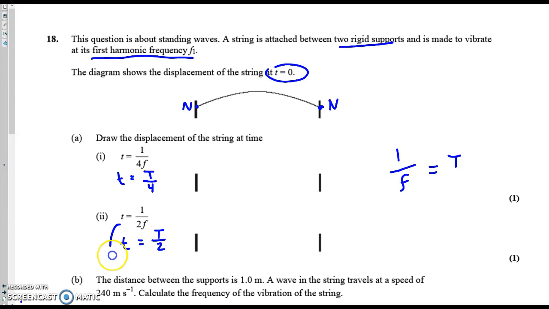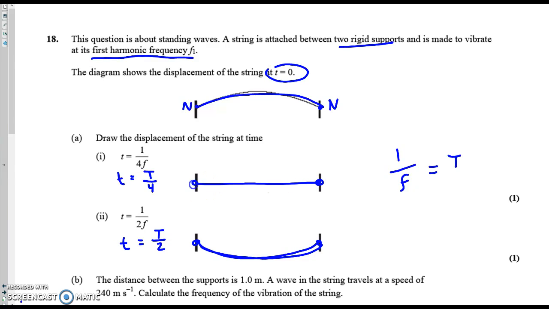So after half of a cycle, after big T over 2, it is at a mirror image. And at a quarter of a cycle, right here, it's halfway between this and this. So it's flat across.